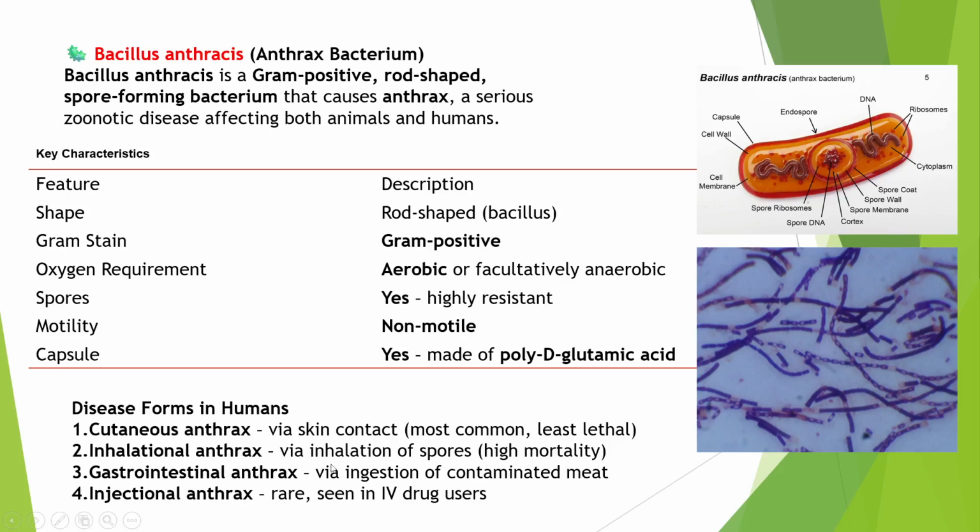Then inhalational anthrax is via inhalation of the spores. So this is highly lethal and it has a high mortality rate. And then gastrointestinal anthrax is via ingestion of contaminated meat. So the spores can be present in contaminated meat. And injectional anthrax is very rare, but seen in IV drug users. So sharing common needles and not using sterile needles can also lead to this kind of transmission.